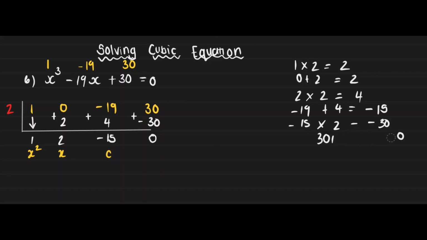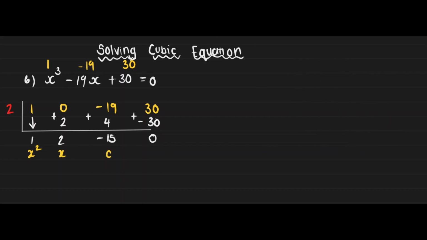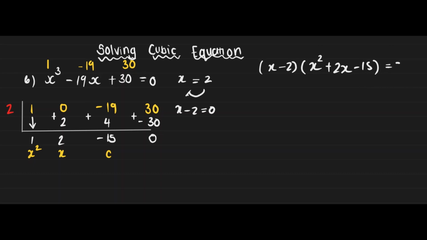Now let's write this on the other side. When we write it on the other side, what do we have? We have open bracket, x is equal to positive 2. Take it to the other side: x minus 2 is equal to 0. First bracket, it's going to be x minus 2. Another bracket: 1 multiplied by x squared is x squared, then plus 2x. Then the last one is minus 15, equal to 0.